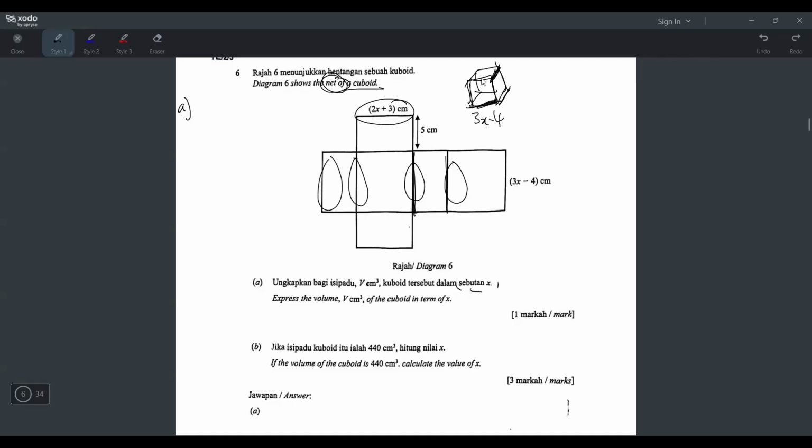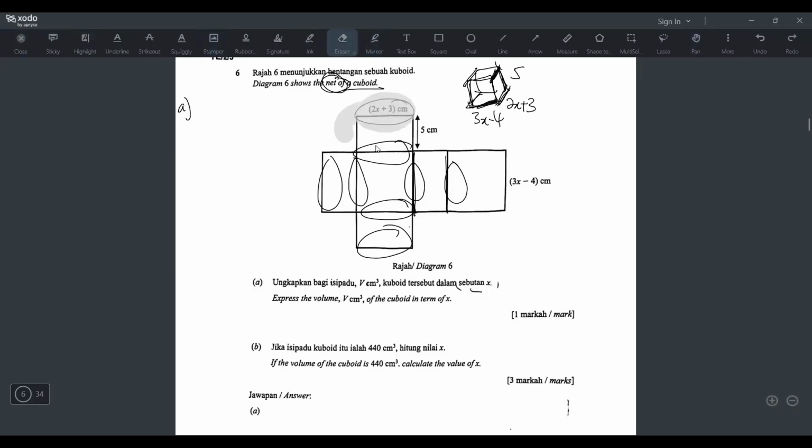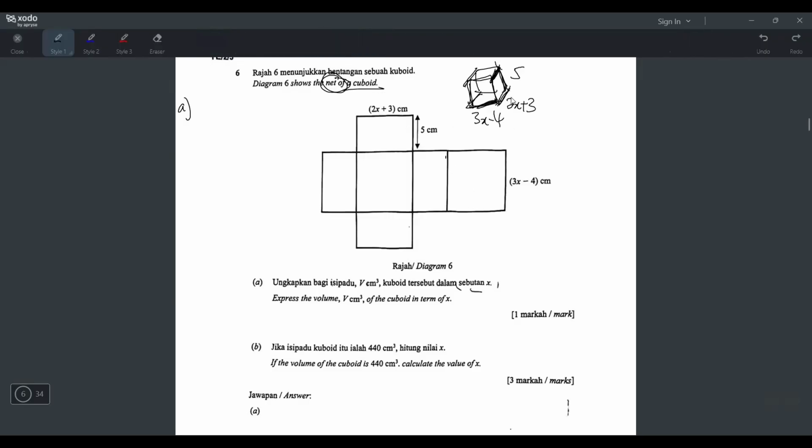So yeah, this is the length here. And don't forget, this is also 2x plus 3. This is also 2x plus 3. So that's the width, the lebar. And then the 5, when you fold it up, it will be standing up. So standing up, this is 5, right? So now you have all the length, all the width, all the height. So no problem, you can find the volume easily. Just use the formula, length times width times height, or panjang darab lebar darab tinggi. So I will just write V here.